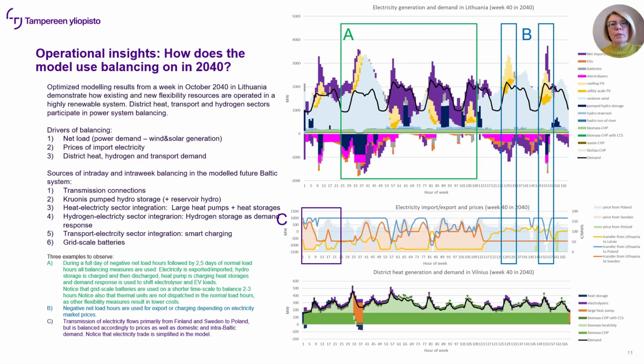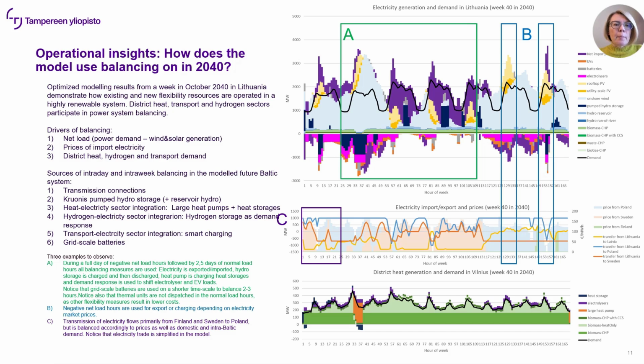Optimized modeling results from a week in October 2040 in Lithuania demonstrate how existing and new flexibility resources are operated in a highly renewable system. District heat, transport and hydrogen sectors participate in power system balancing. Drivers of balancing are net load, prices of import electricity, district heat, hydrogen and transport demand. There are three examples to observe.